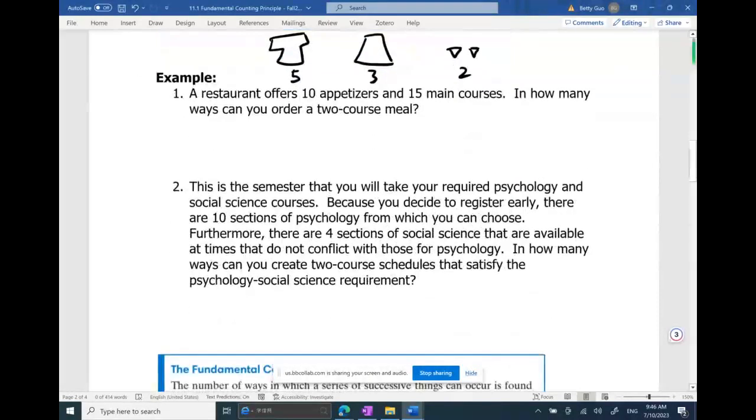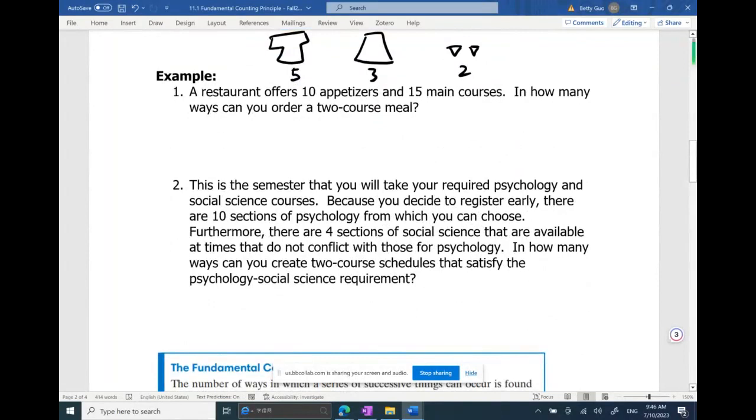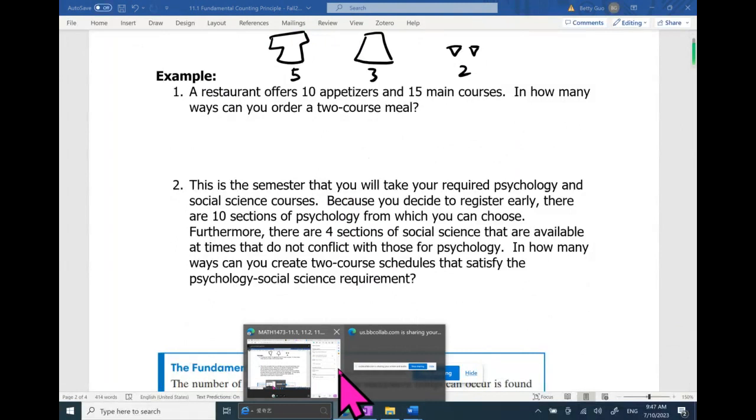Let's do the examples. Example 1, a restaurant offers 10 appetizers, 15 main courses. In how many ways can you order a 2-course meal? What's your task here? Your task here is to order a 2-course meal. So your task has 2 parts or 2 steps, right?